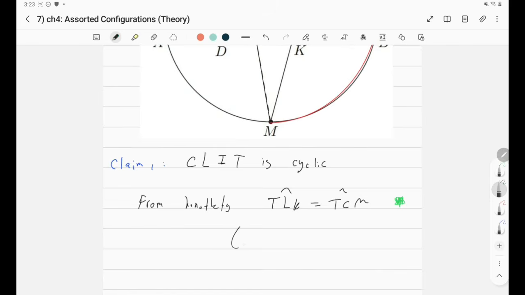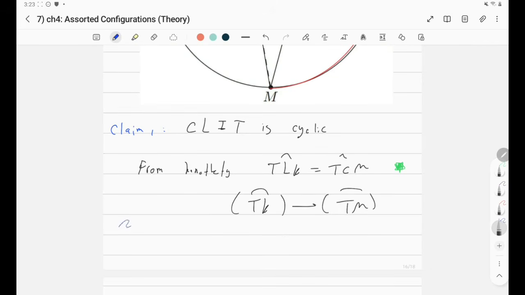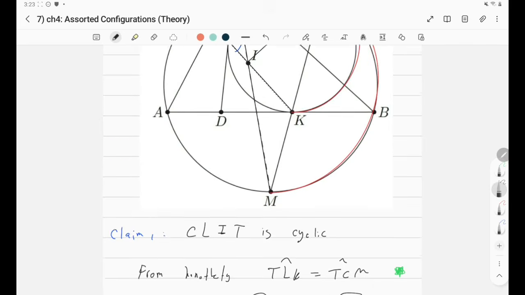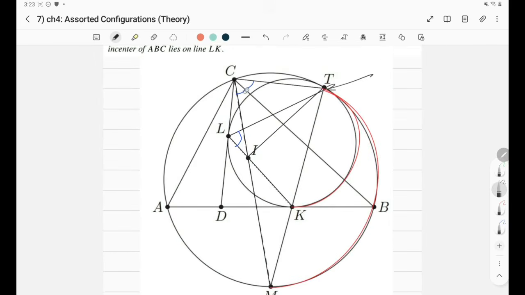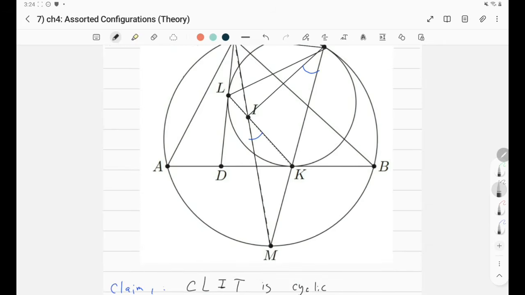Of course, the reasoning is just that the arc TK would be mapped into the arc TM in the other circle. Okay, now our second claim is to show that this angle, as we said, is equal to this one here, so that we have the tangency, and we can say MI square equals MK times MT.